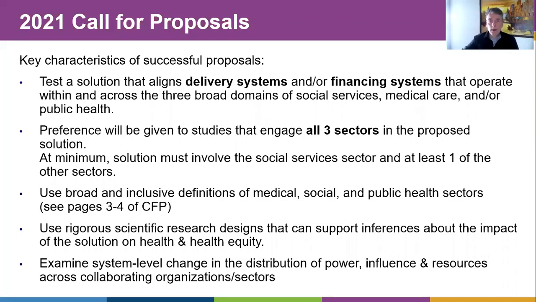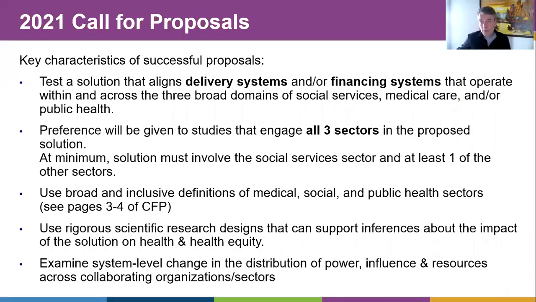Here is some additional information about likely characteristics of successful proposals to this particular call. Again, proposals need to be testing a specific solution that will align delivery systems and/or financing systems that cut across those 3 broad domains or sectors of social services, medical care, and public health. Historically, in our past call for research proposals in the Systems for Action program, we've required that all 3 of those sectors be involved in the system alignment solution that's being tested. And we're continuing to give strong preference to studies that engage all 3 of those sectors in the proposed solution. Again, the sectors are medical care, public health, and social services.